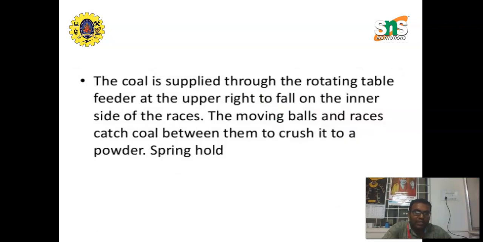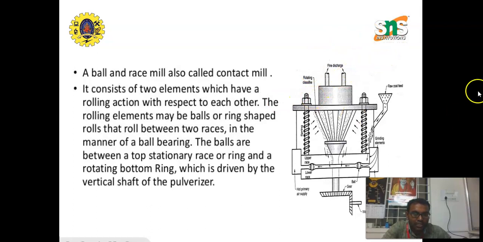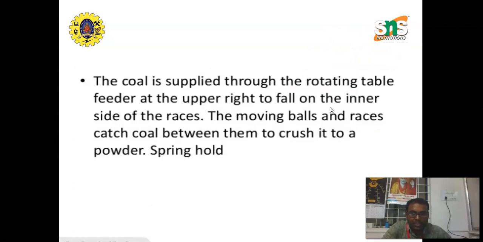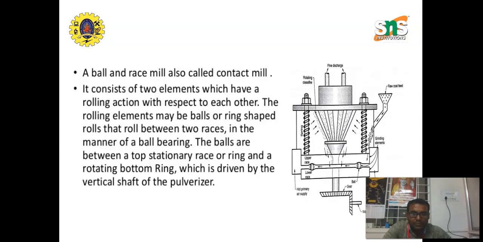The coal is supplied through the rotating table, at the upper right, to fall on the inner side of the races. The moving balls and races catch the coal between them to crush it to powder. This is the rotating table, and this is the raw coal feed. Here the grinding mechanism takes place and the coal turns into fine coal particles.